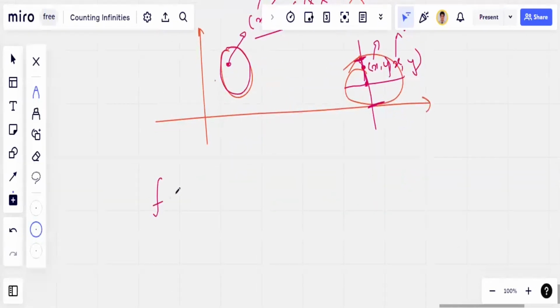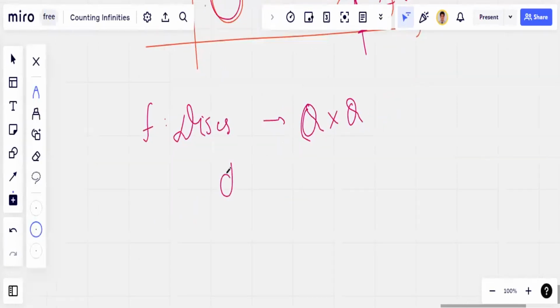So now what we do is we found a map F from disks to Q cross Q. Now we know that Q is countable, the set of rationals is countable, right? If Q is countable, then Q cross Q should be countable. That should be kind of intuitive. But let's try to prove this now: if Q is countable, then Q cross Q is countable. You can find an injective map for this.